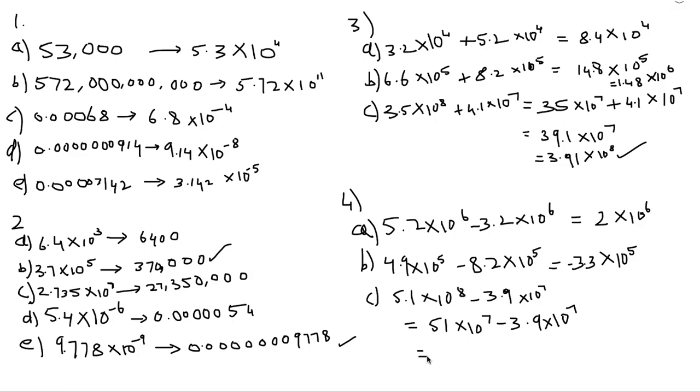Now the answer will be 47.1 times 10 to the power 7, because 51 minus 3.9 will give you 47.1, and that can be rewritten as 4.71 times 10 to the power 8. Now this set is over.